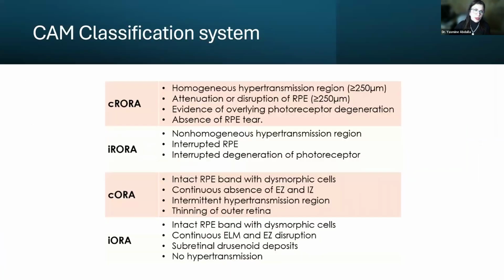The classification of atrophy meeting came up with this classification system here, and it's based on the complete or incomplete atrophy of the RPE and/or the outer retina. If it's homogeneous, then it's complete, and if it's non-homogeneous, it's incomplete retinal pigment epithelium and outer retinal atrophy. Or the retinal pigment epithelium could be intact with some dysmorphic cells, however, with outer retinal thinning, which again can be complete or incomplete.